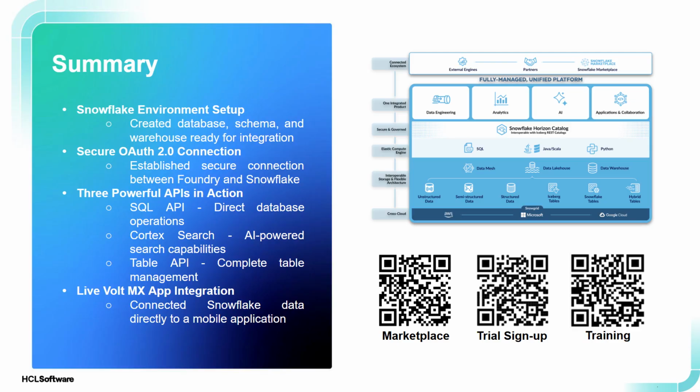Let's quickly recap what we've covered today. First, we set up our Snowflake environment, creating the database, schema, and warehouse needed to power our application. Then we implemented OAuth 2 authentication in Vault Foundry, creating a secure enterprise-grade connection between our platform and Snowflake data sources. We explored three powerful integration options from our marketplace in action: the SQL API for running direct queries on Snowflake, Cortex Search for enabling AI-powered search across structured feedback, and the Table API for managing database tables with ease.